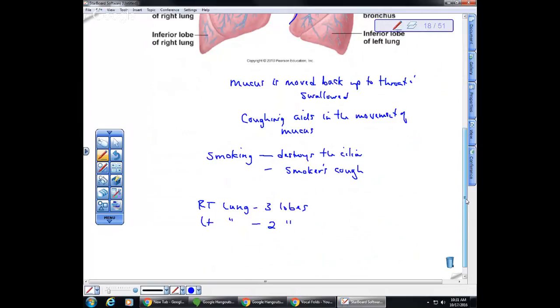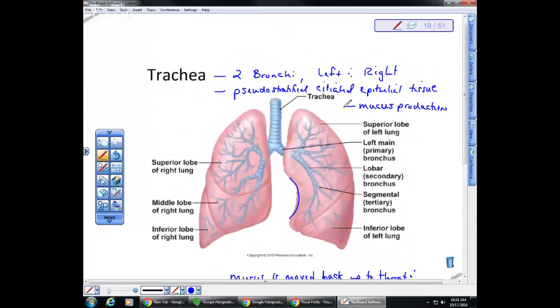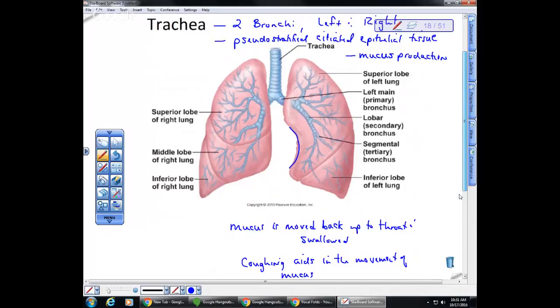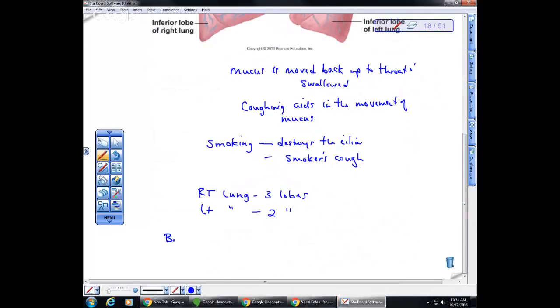So from the bronchi, we get a further and further branching. And so you can see here that they talk about primary bronchus, secondary bronchus, tertiary bronchus. You don't need to know that. You just need to know that the bronchi branch into smaller and smaller vessels until they come to what are called terminal bronchioles.